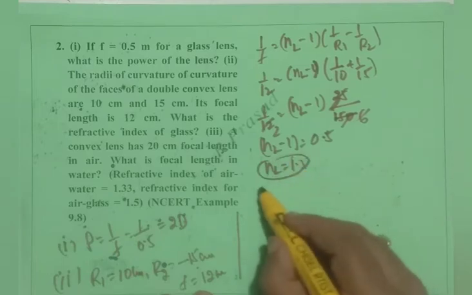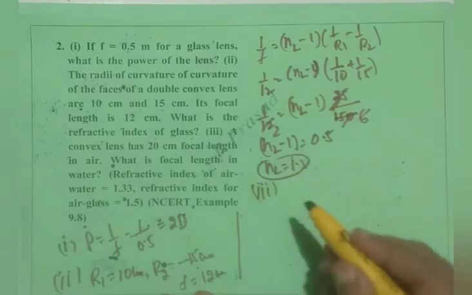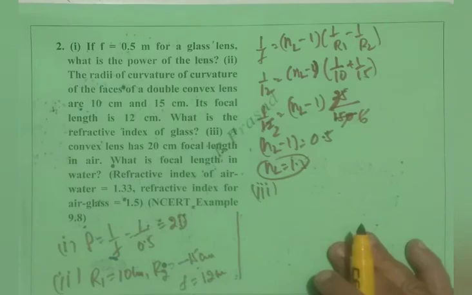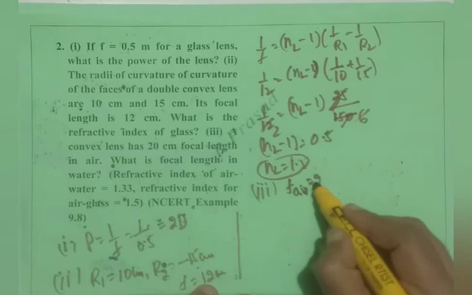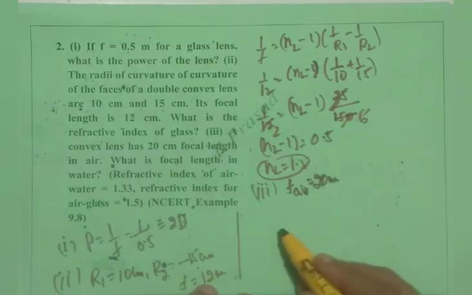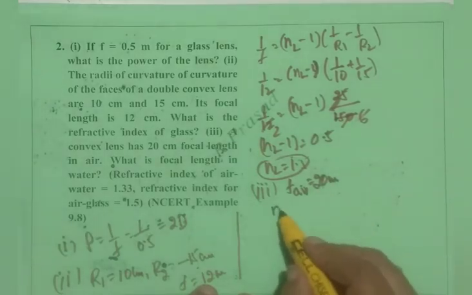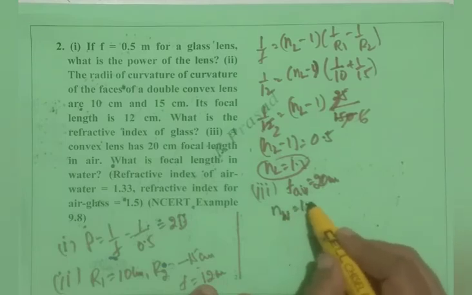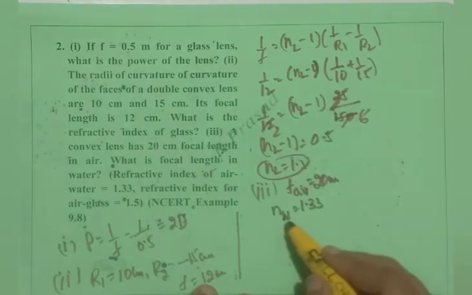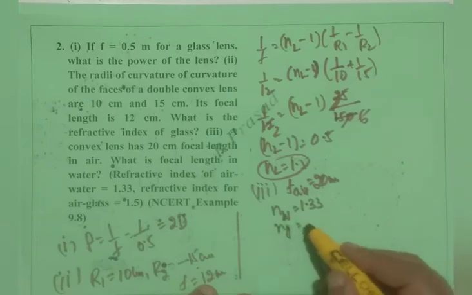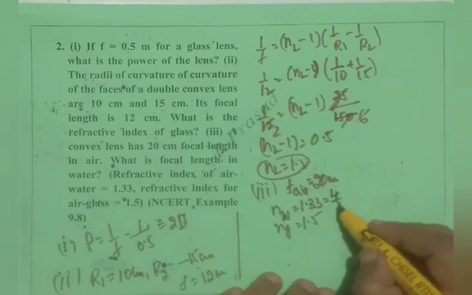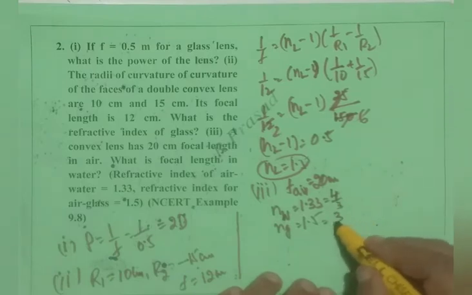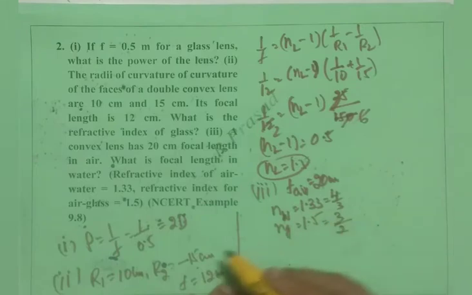This is the second answer. The third question is, a convex lens has focal length F air given as 20 centimeter. What is the focal length in water? Say water refractive index NW is given 1.33, and NG, the glass refractive index, is also given, 1.5. If we write it like this, say 4 by 3 for the approximation, 3 by 2, we can do as we did in the previous calculation.